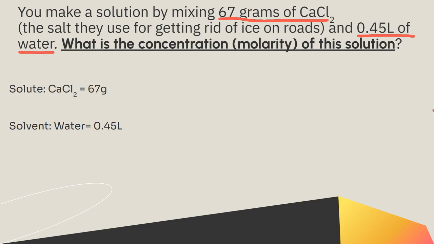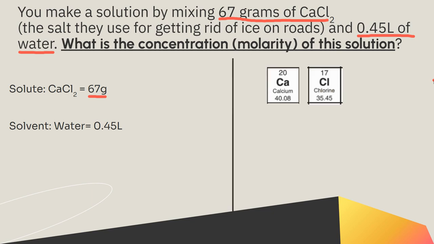Now to calculate concentration, we have to do something about this mass here, this 67 grams. We can't use mass when calculating molarity. We have to convert this into moles. So to do that, I'm going to do this on the side here. Remember that we use our periodic table when converting from mass to moles. I'll actually take these two numbers here, this for calcium and this for chlorine, and I'll set up my problem.